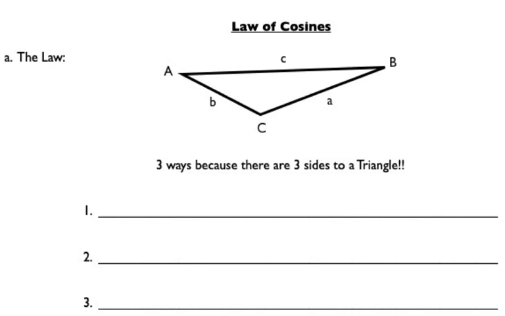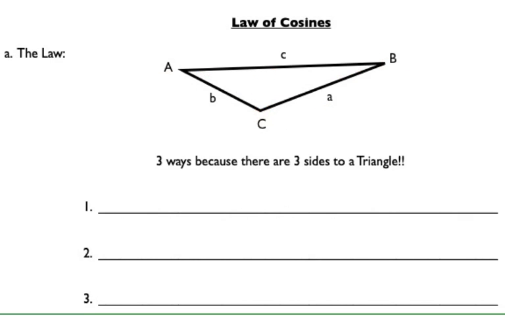Now, with the law of cosines, we're dealing with a triangle ABC, just like with the law of sines, a three-sided figure. And just like before, angle A is across from side length A. Angle C is across from side length C, and angle B is across from side length B. They all match up. Not sure why this image moved, but anyway.